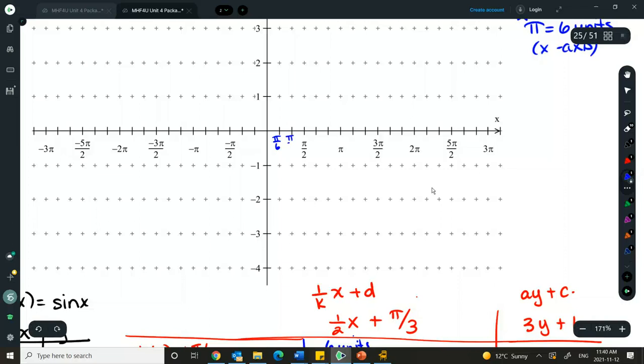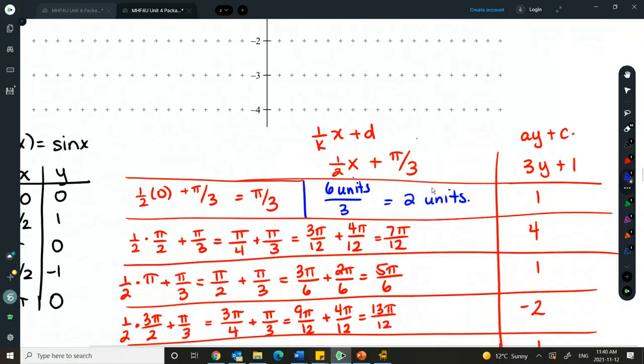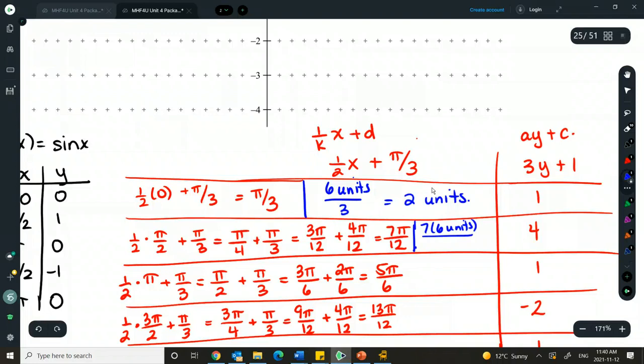So this is pi over 3 is what we said. That's going to go at 1. We haven't graphed the parent yet either, so we'll have to graph that in a second. Okay, this one's 7 pi over 12. That one's a little bit more complex, right? That's okay. We'll just do 7 times 6 units, divide by 12, and how many units would we get there?